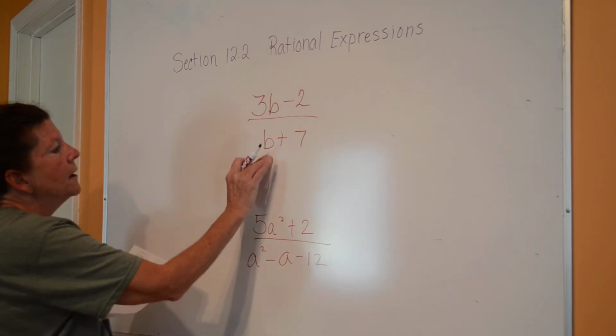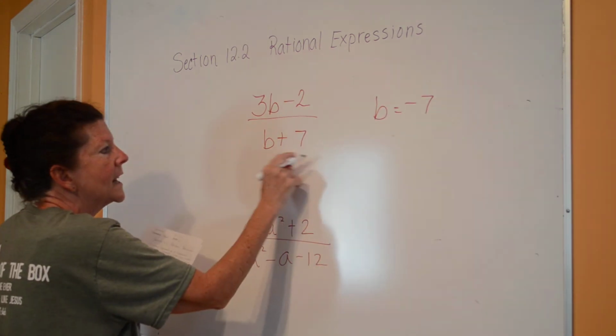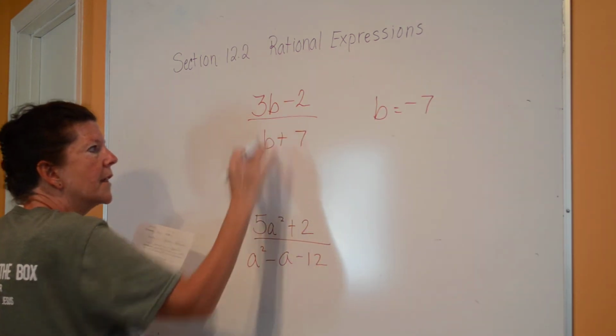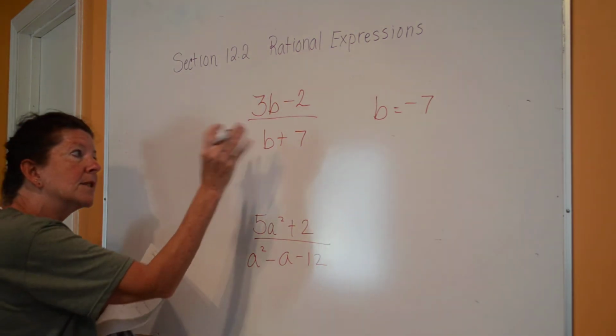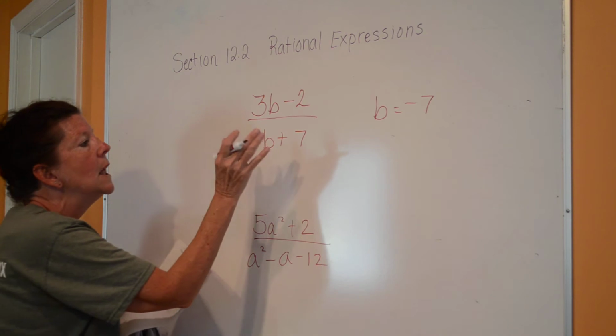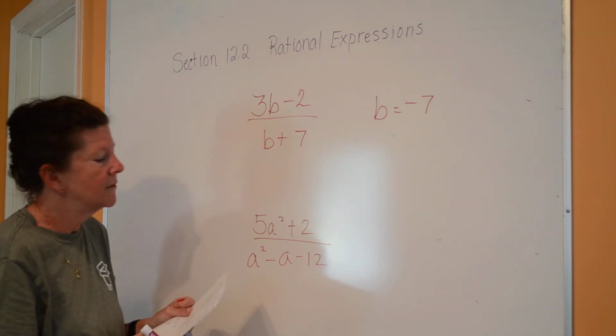On the top one, obviously b cannot equal negative 7, because if I put negative 7 in for b, the whole bottom of the fraction would be equal to 0. And remember, when the bottom of the fraction is equal to 0, the fraction is undefined.